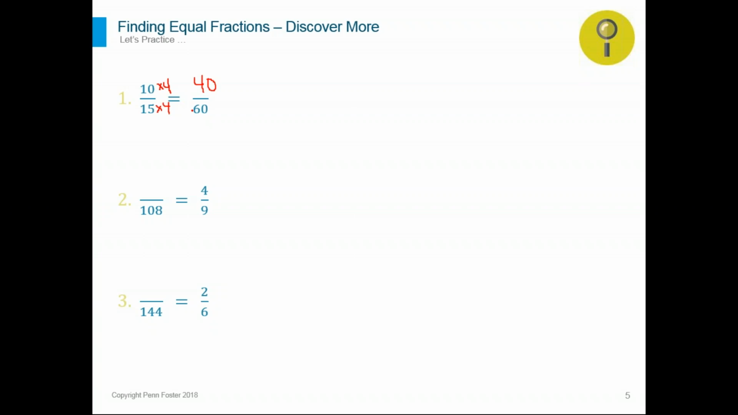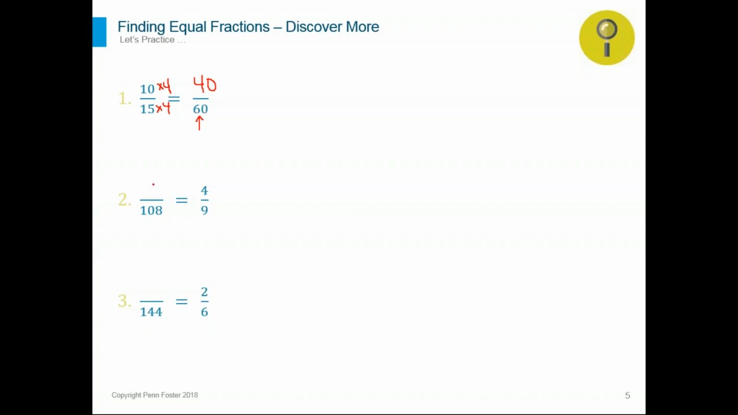Is 40 over 60 the only equal fraction to 10 over 15? And the answer is no. There is an unlimited number of equal fractions to the given fraction, but the only fraction I decided to write here is 40 over 60 because they determined that the denominator must be 60. So in that case, there is one equal fraction to 10 over 15 that has a 60 in the denominator. If you have any questions, you can type your questions in the questions box.